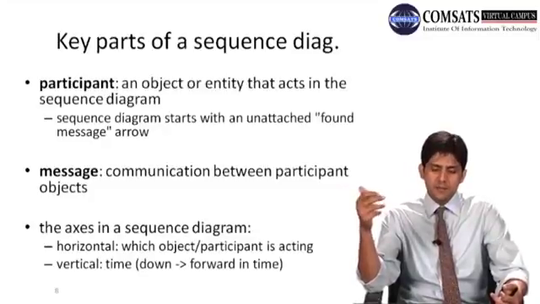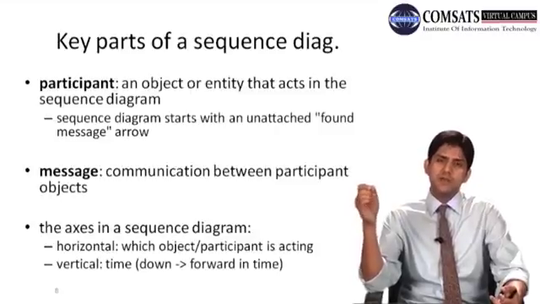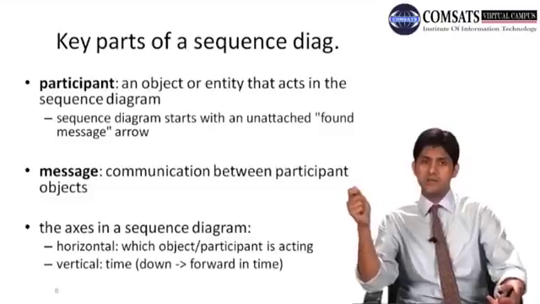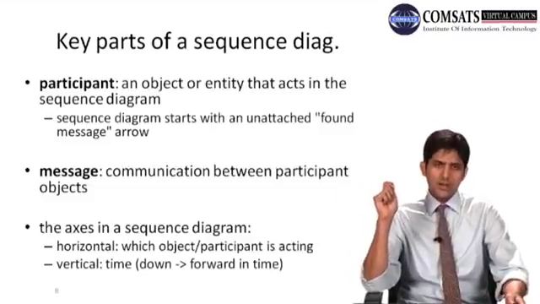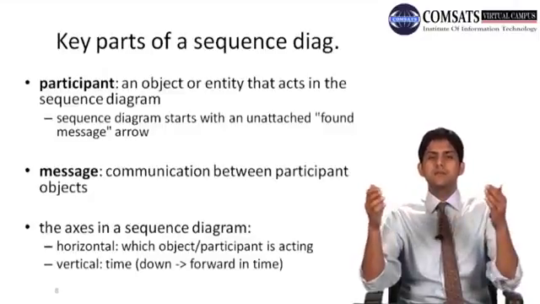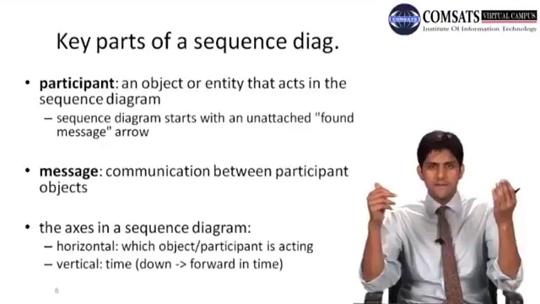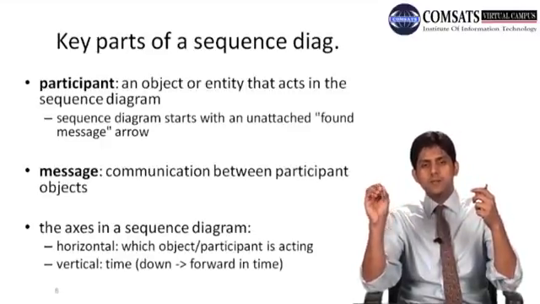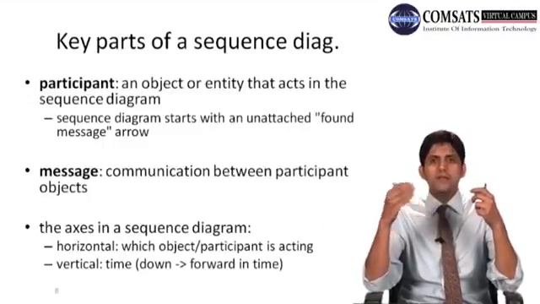Then we have the messages. Messages are communication between participants, objects. So we have some participating instances of classes in a system sequence diagram, and through these messages we show the interaction between those objects. Now we can divide a system sequence diagram into two axes, the horizontal axis and the vertical axis. On the horizontal axis we have the objects which are participating in a particular scenario, and on the vertical axis we have the time.